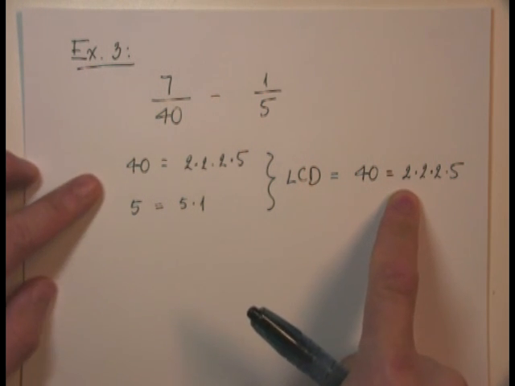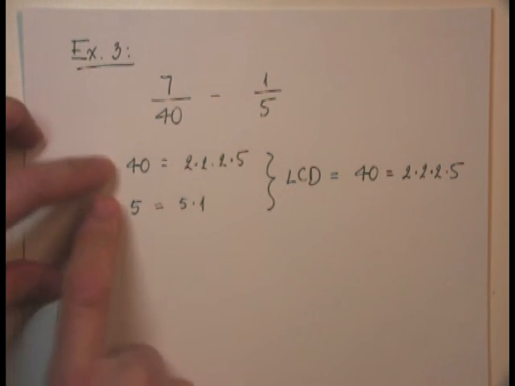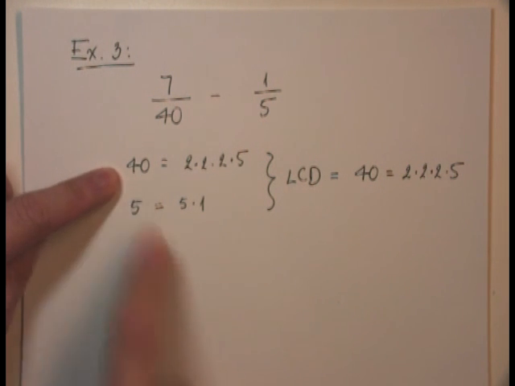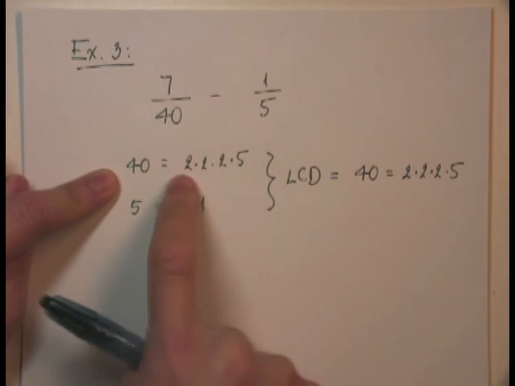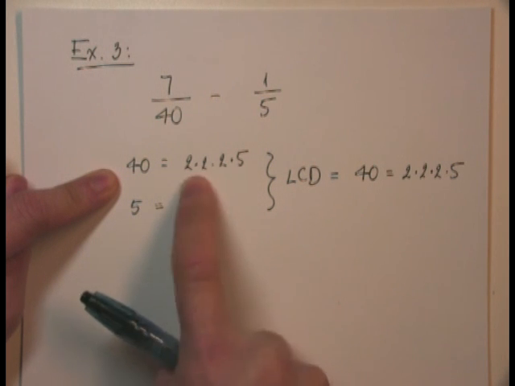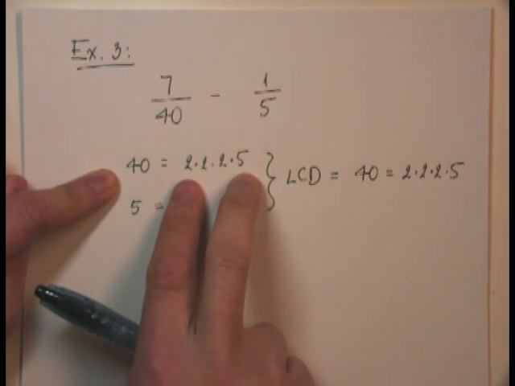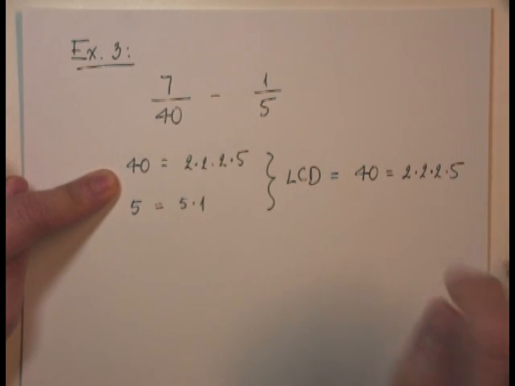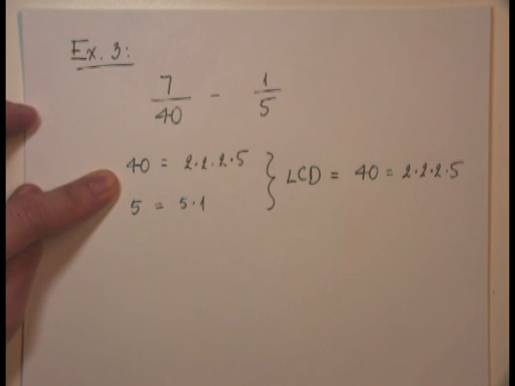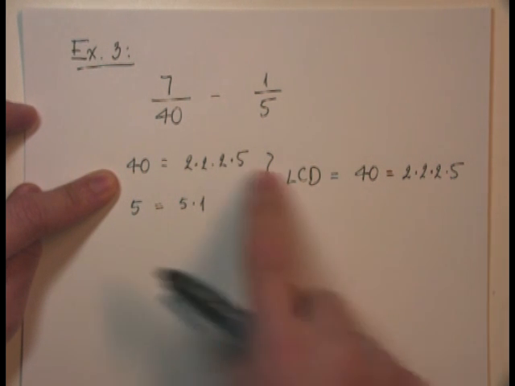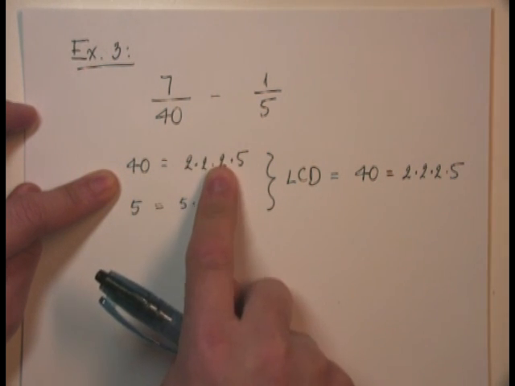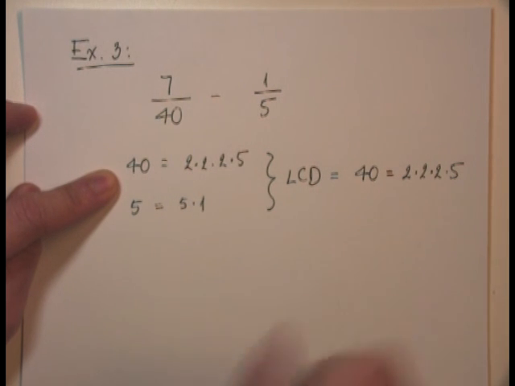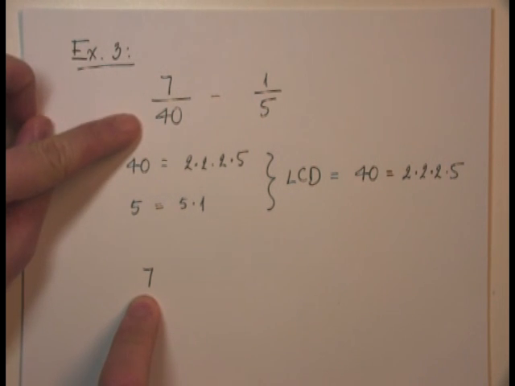And so now the next step after finding the LCD is to look back at the first denominator, which is a 40. And here's the list of all prime factors of 40. If you compare the prime factors of 40 to all the prime factors in the LCD, is there any prime factor in the LCD that's not in the first denominator? And the answer is no. So that means I'm just leaving the first numerator the same. The first numerator is the numerator that came with the first denominator.